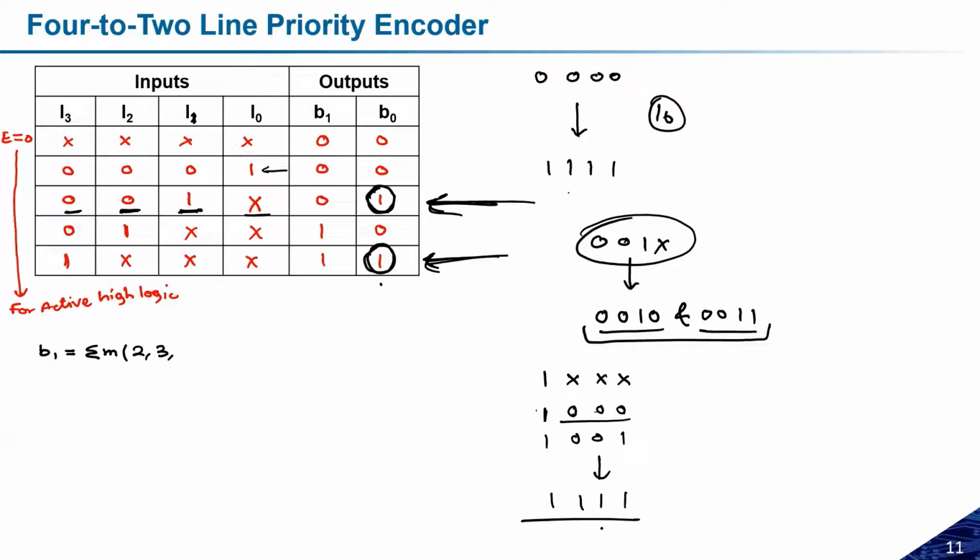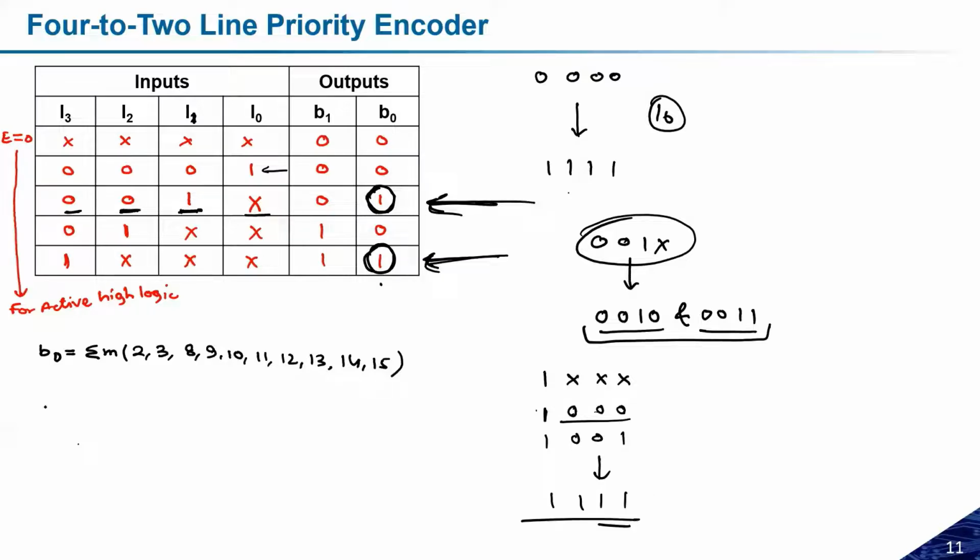So what are the other ranges? Can anyone tell me? 1, 0, 0, 0 is nothing but the 8, and 8 onwards up to 15 are the min terms. So 8, 9, 10, 11, 12, 13, 14, and 15. So these all are the min terms that we can have for the B0.